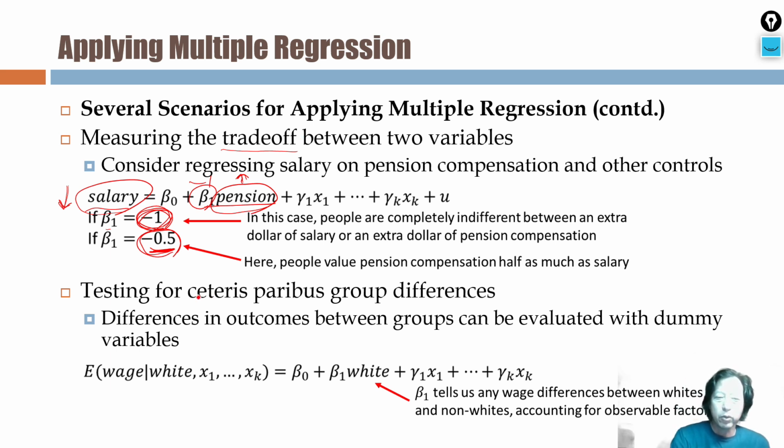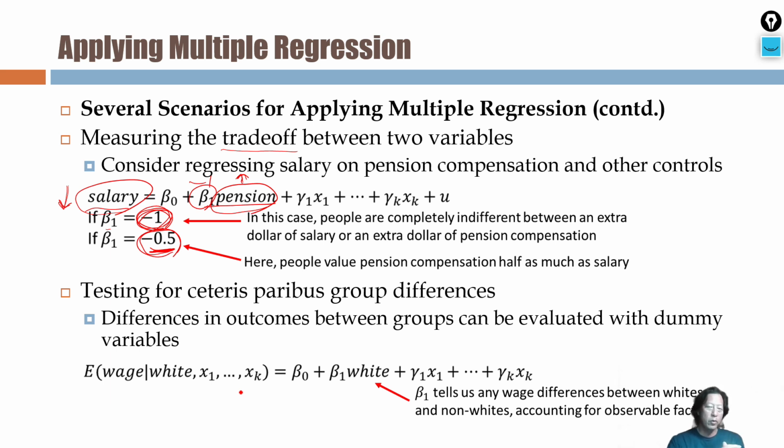And this is also the ceteris paribus effect. So in this example, is it the white people?